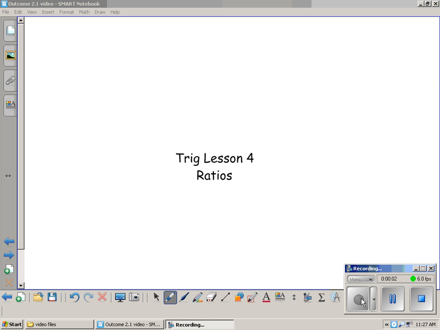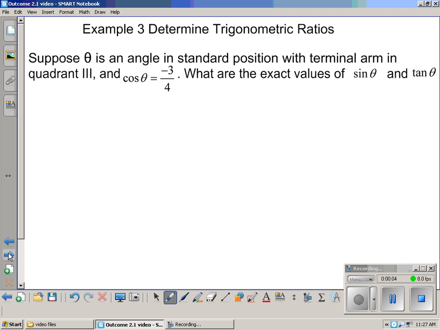Trig Lesson 4 ratios. Suppose theta is an angle in standard position with the terminal arm in quadrant 3. So if we did a quick sketch, standard position, so this is my initial arm, quadrant 3 is this one down here, and so we're looking at theta being some angle that looks like this.